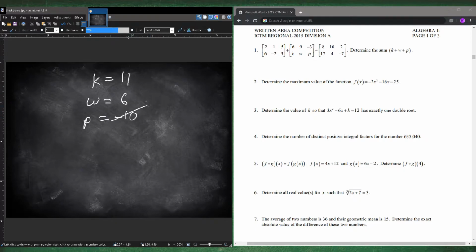So the negative 10 cancels out with the 11 to make 1, so 6 plus 1 is 7. So that's your answer. Number 1, 7. Okay, let's erase this.